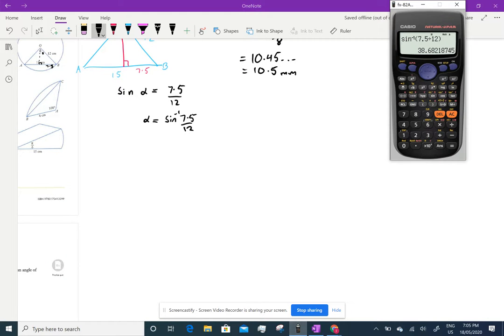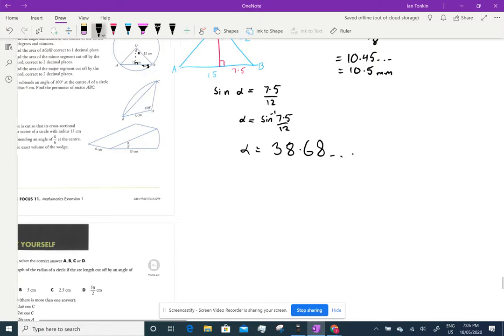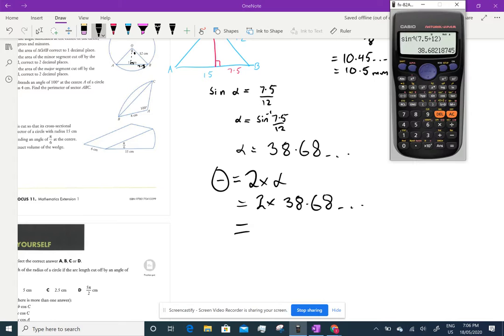38. Alpha is 38.68... and theta equals 2 times alpha, which is 2 times 38.68... So I just take my answer and I times by 2, and they want that answer in degrees, minutes, seconds. 77 degrees, 22 minutes.